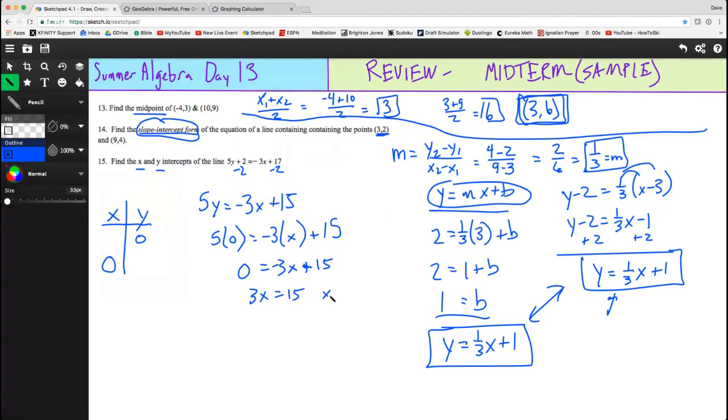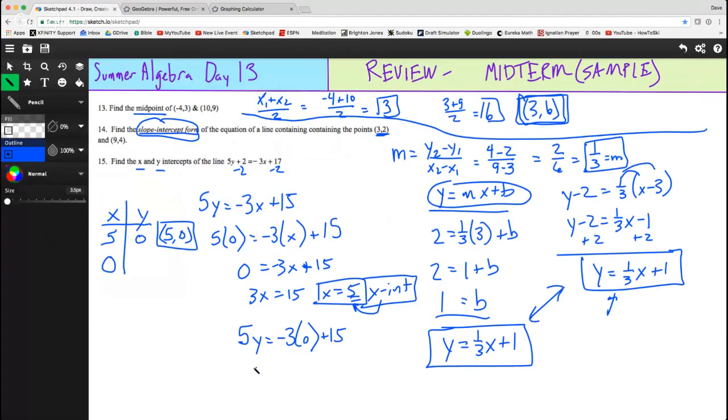So our x-intercept is 5 comma 0, or just 5. Some people say that the x-intercept is the number 5. Some people say it's the point 5, 0. If you label this and you said x-intercept, I'd accept that. All right, now what's the y-intercept? Well, that's when x is 0. So 5y equals negative 3 times 0 plus 15. So 5y equals 15. So y equals 3. So that's our y-intercept. And you could say 0 comma 3. So either one of those is fine with me.